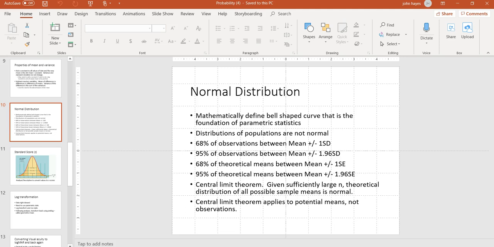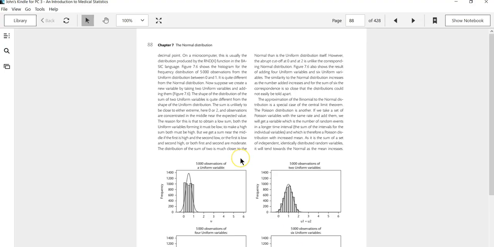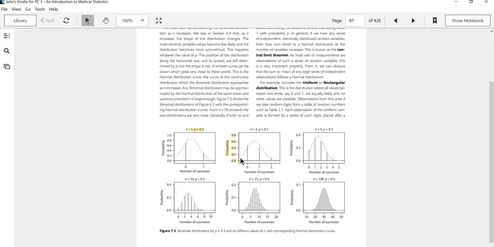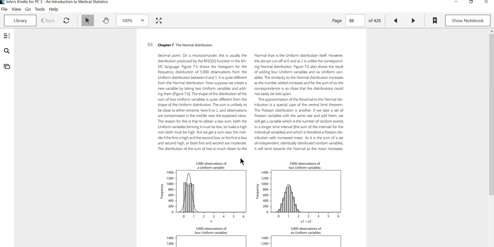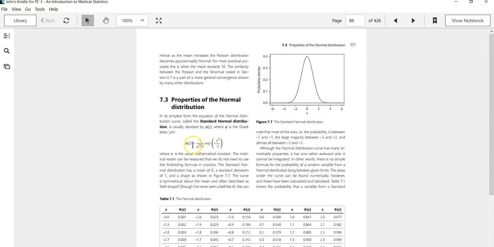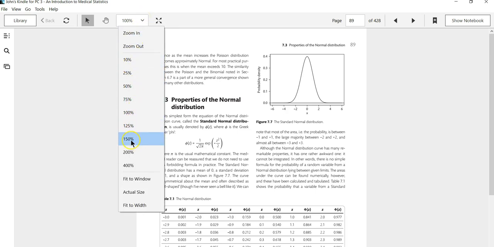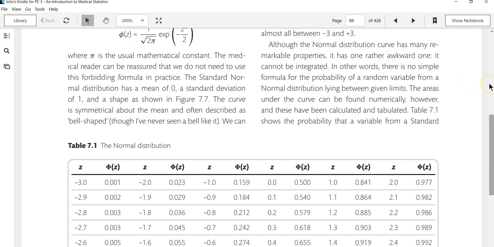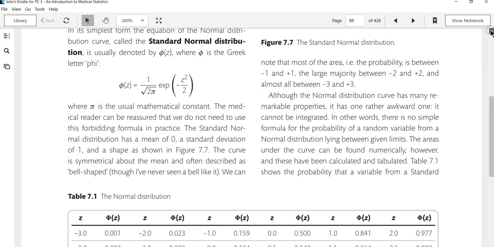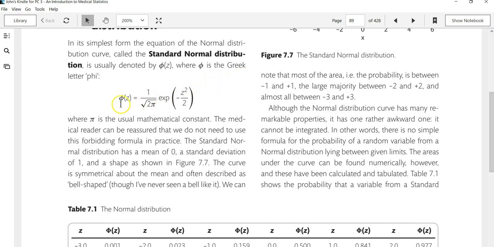So let's start by taking a quick look at the formula for the normal distribution. That's right here. Let's see if we can make that a little bigger. Basically, we talk about parametric statistics. And the word parametric means we have parameters. In the case of the normal distribution, there are really two relevant parameters.